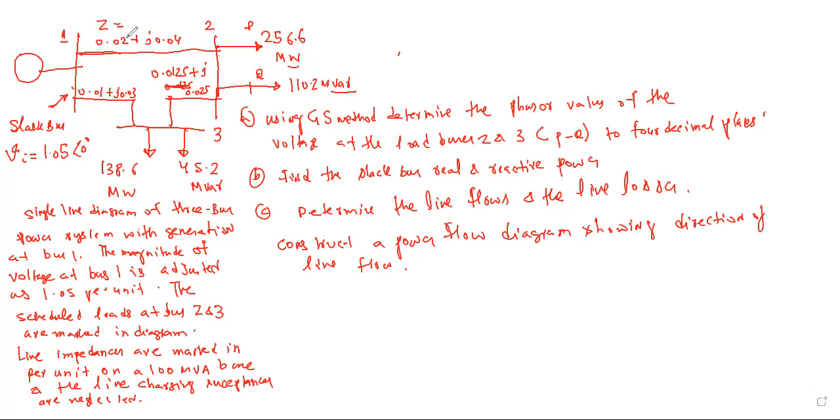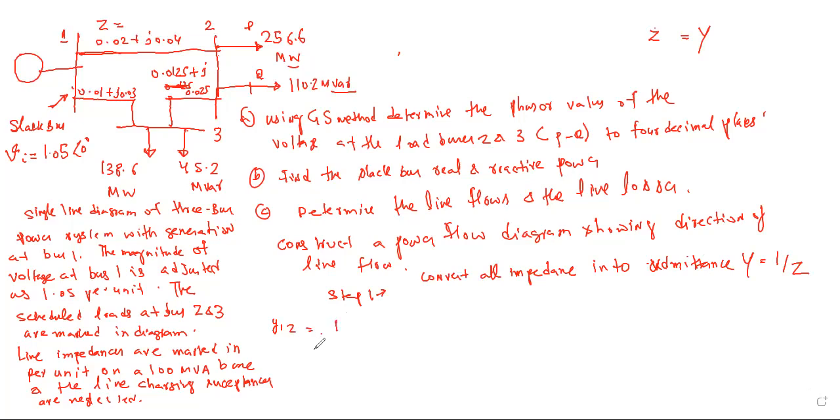Now, if you have to go about this, the first thing you need to do is that all the values of impedances need to be converted into admittances. Step one, convert all impedances into admittance. Y would be equal to 1 by Z. For line one, Y12 is equal to 1 divided by 0.02 plus j0.04. If you convert this in the calculator, it would be 10 minus j20. Similarly, Y13 would be equal to 10 minus j30. Similarly, Y23 would be equal to 16 minus j32.